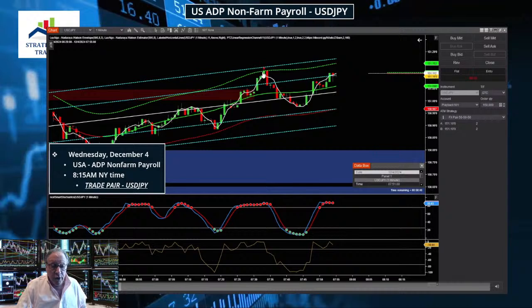So earlier on, this is back around 7:30, we had a push up. We were almost to the outside of the channel. We did get our signal, almost to the outside of both channels, and we made it down to the midline and then came right back up. So we might test that again and come right back down. We might move down. There's still plenty of time on a 1-minute chart and then come all the way up. So let's see how it played out.